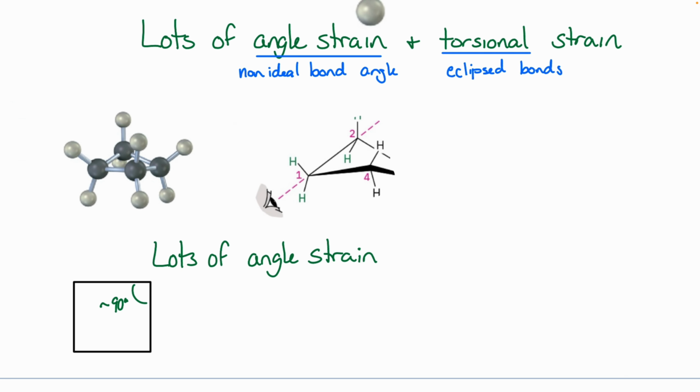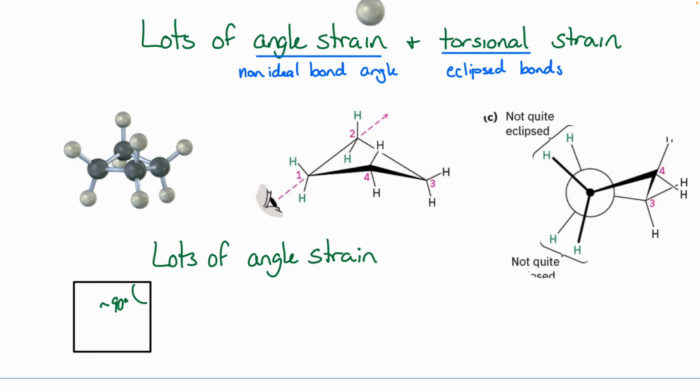All right, if we take a look down one of these bonds here for our Newman projection, we're going to see it's a little bit better, but you still have these fairly eclipsed bonds. So still, we'll say quite a bit of torsional strain.